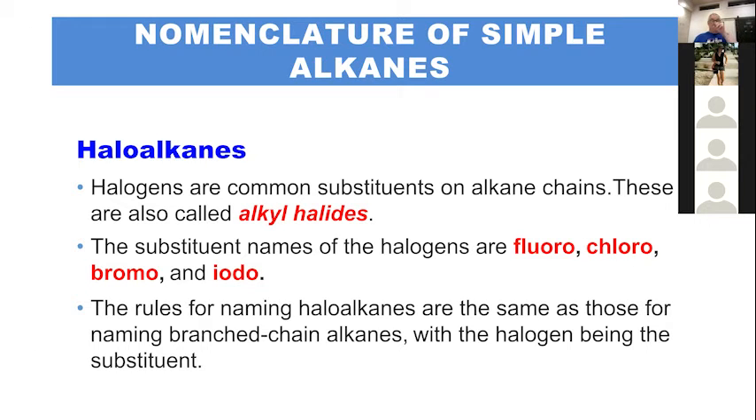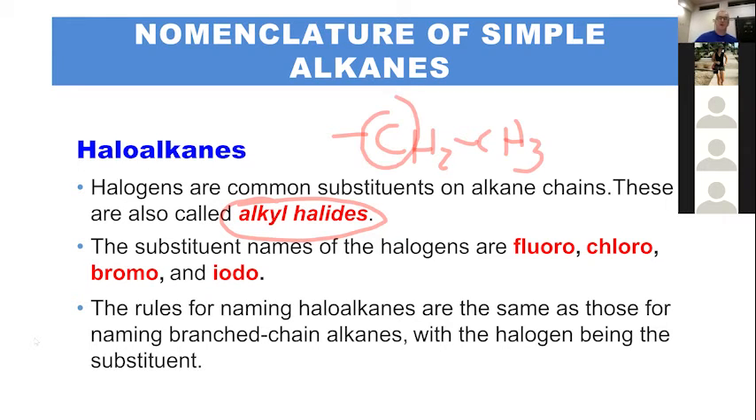Now, the last group here, we just call haloalkanes, also known as alkyl halides. An alkyl group is basically something that has a carbon bound to something else. So we would call this an alkyl group, just like methyl, ethyl. Alkyl means basically any length of carbon chain substituted on something else.